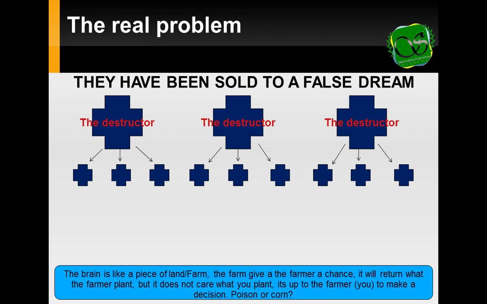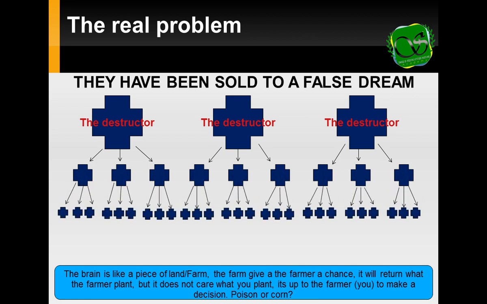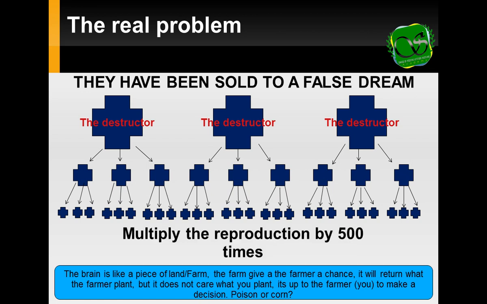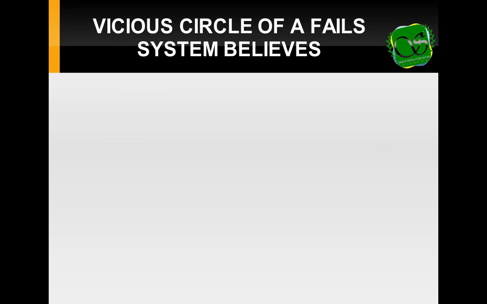Okay, then that's the result of what that person is going to do when they go out into the world meeting other people. They're going to be a nightshade of poison, a nightshade poison seed, and they poison those three people. And when those ones go out again, the same thing will repeat. One thing I can say is multiply the reproduction of that by 500 times, and look what we'll get now. A vicious cycle of failed system beliefs.